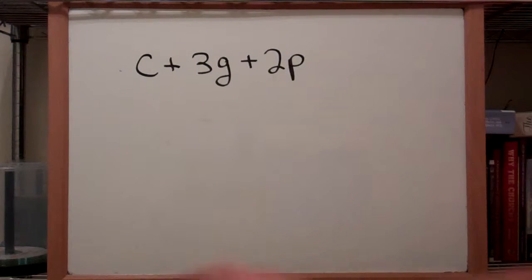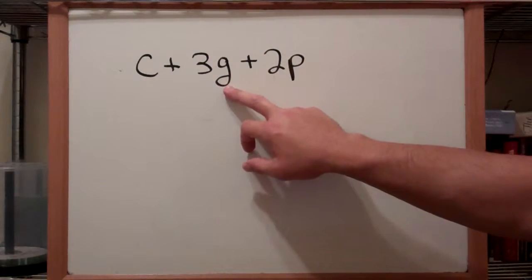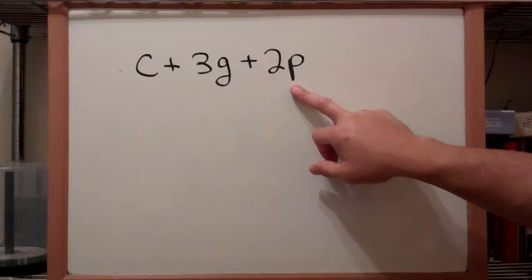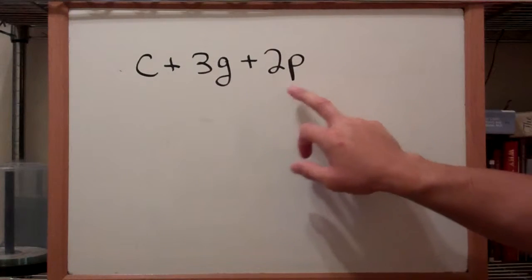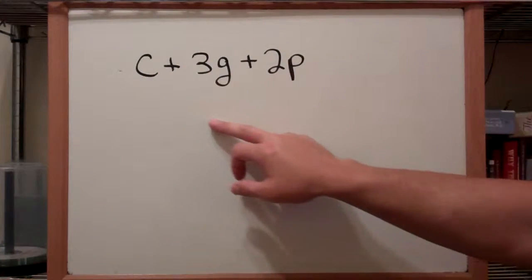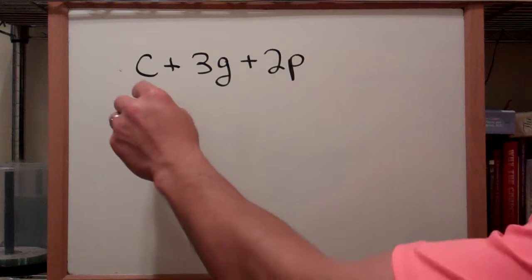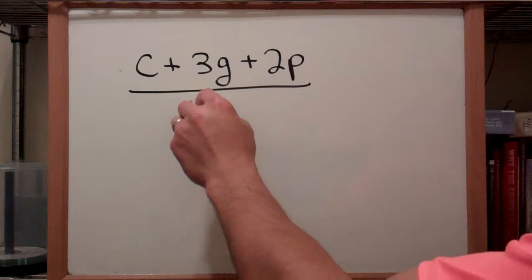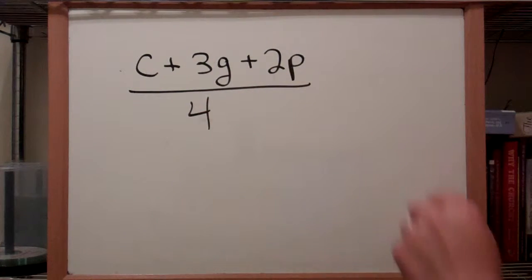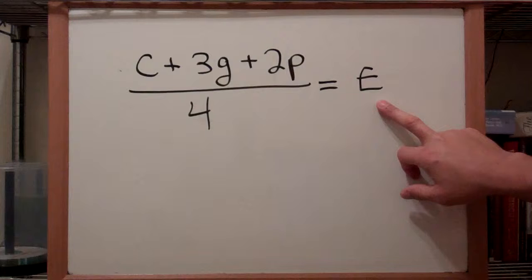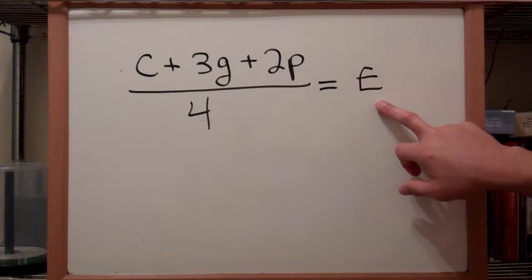Here the C represents the cost of the cake, G represents the cost for a gallon of ice cream, and P represents the cost of 1 package of paper plates. So this would be the total cost of the items that you purchased for the party. Then if you were to split that cost among 4 people, so you and 3 others, you would simply take it and divide by 4. And this would equal E. So E represents how much each of them will pay for the items. And so that takes care of part A.